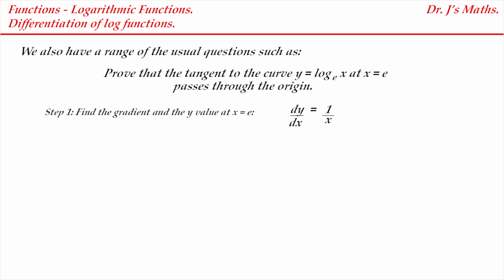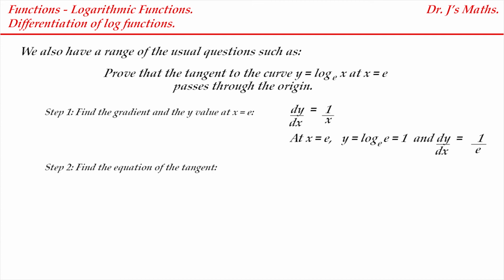So dy dx is simply 1 over x, and at x equals e, the y value is log e to the base e, which is simply 1, and dy dx, the gradient, is going to be 1 over e. So the second step is to find the equation of the tangent using our normal structure for a straight line. y minus y1 is equal to the gradient outside of x minus x1. So we have, in substituting, y minus 1 is equal to 1 over e outside of x minus e.